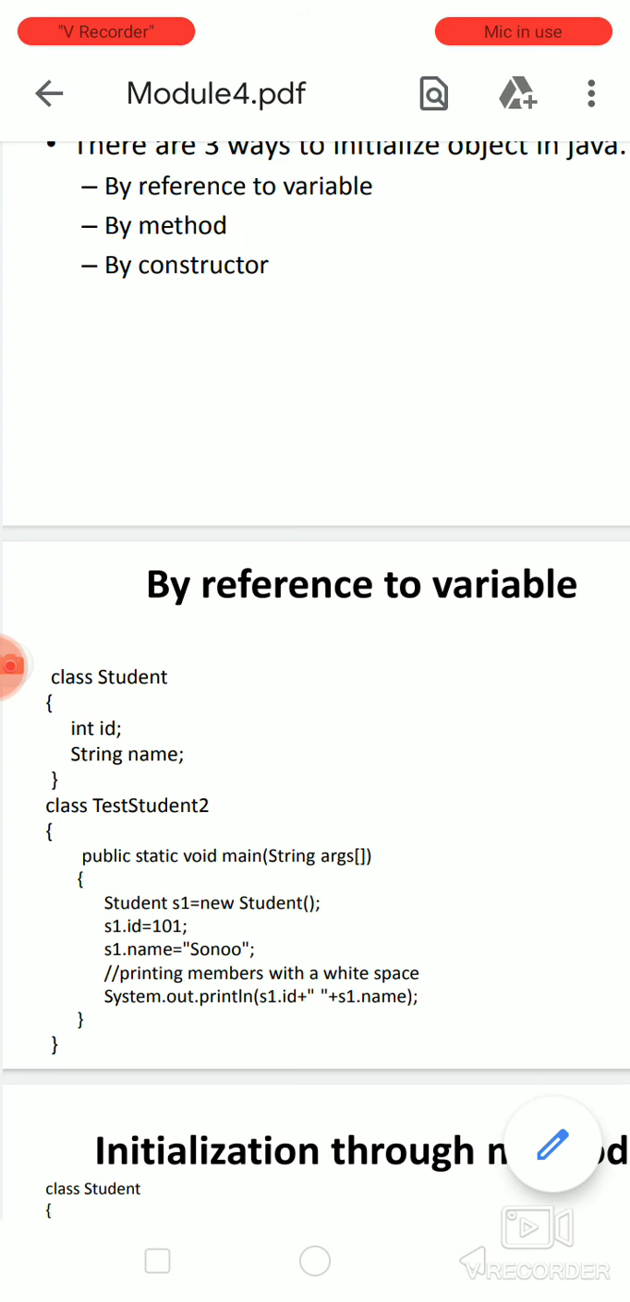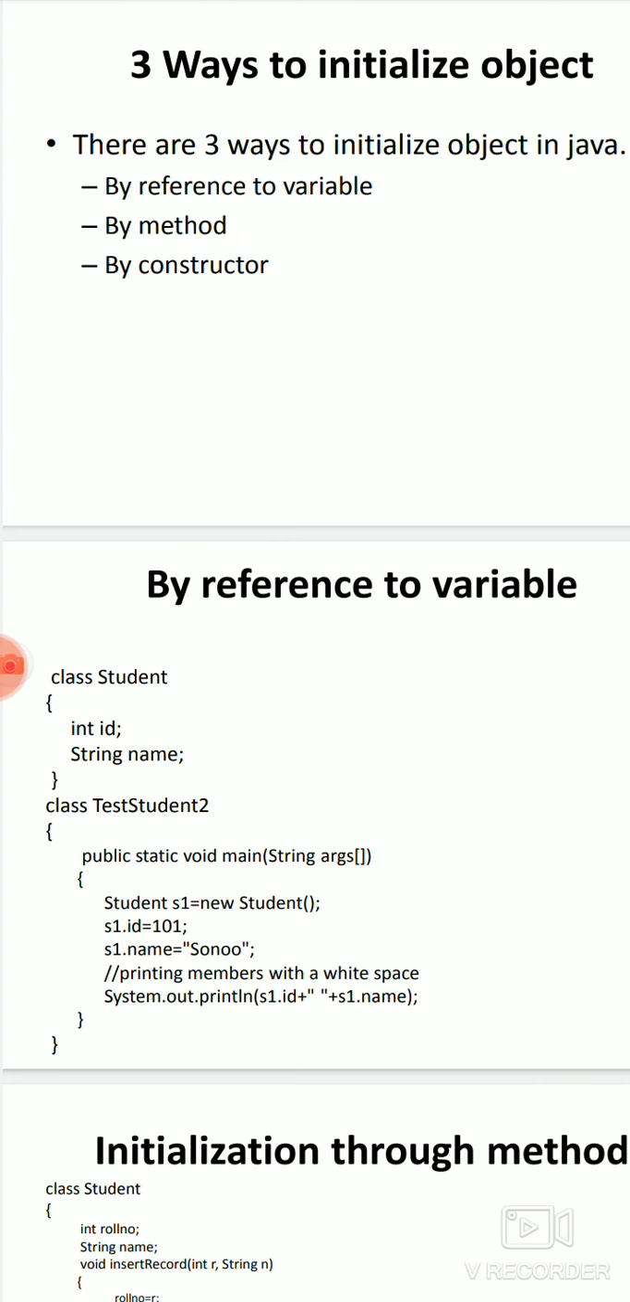So inside this you can see Student s1. Student s1 is equal to new Student, which is already mentioned. When you want to create an object, you have to use the class name. If the class name is Student, and if you want to create an object, you have to use Student s1. So s1 is the object of the class Student, and it is equal to new Student.